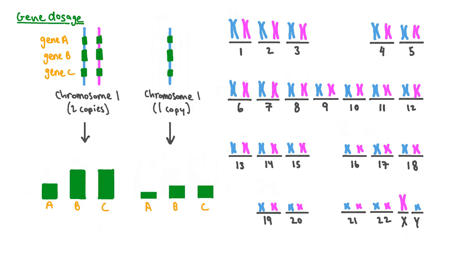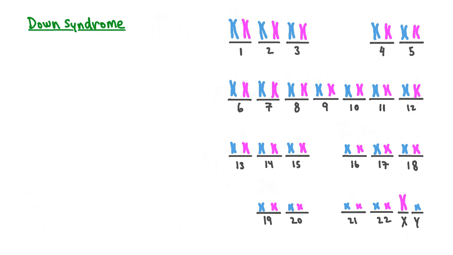Now that we understand karyotypes, how we get abnormal chromosome numbers and why this matters, let's look at some real-life examples and see what the impact is. The first example we'll look at is with Down syndrome. Down syndrome was first identified in a group of patients by the physician Dr. John Langdon Down. In Down syndrome, we have an extra copy of chromosome 21.